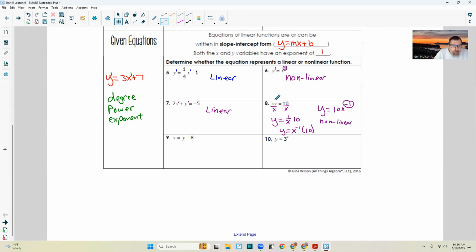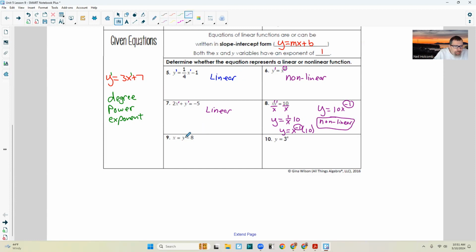Okay, so anyway, this is a 1 and this is a 1 here, but if we put it in y equals mx plus b form, it becomes negative. And negative 1 is not a 1, so that is why this is nonlinear. And I'll discuss that more in class if you don't understand.